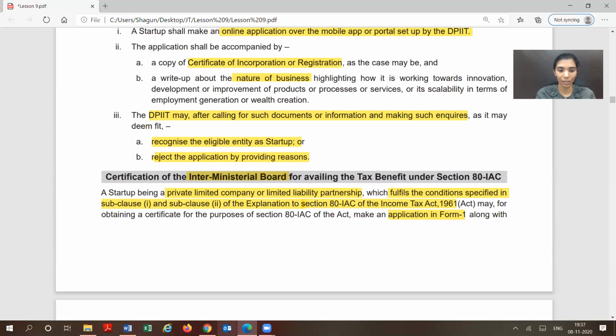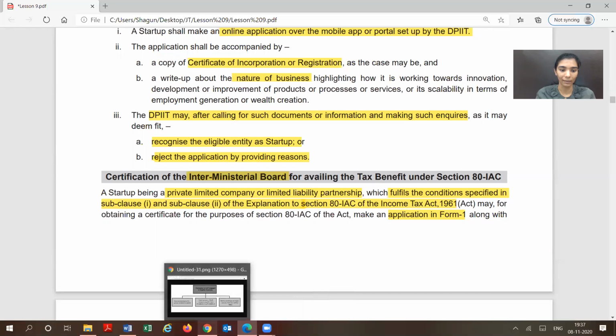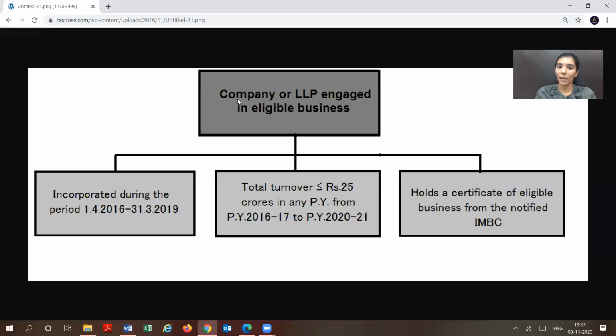So what is the definition of startup here? Let's look at that. It should be either a company or a LLP, and it should be engaged in the eligible businesses. And additional criteria are: it should be incorporated during the period 1st April 2016 to 31st March 2019. That is the first criteria. Second criteria, a total turnover of less than or equal to 25 crores in any of the previous years, starting from 1st April 2016 to 31st March 2019. And it should hold a certificate of eligible business from the notified IMBC.